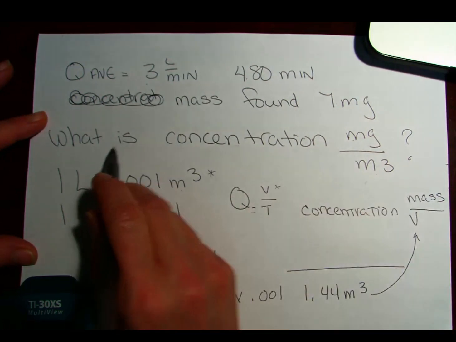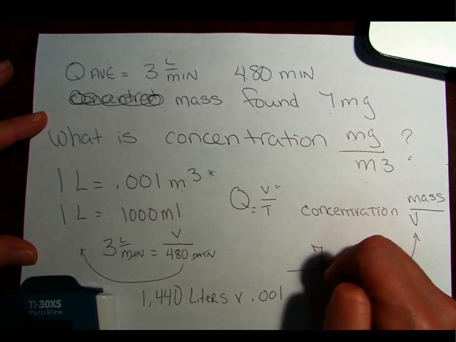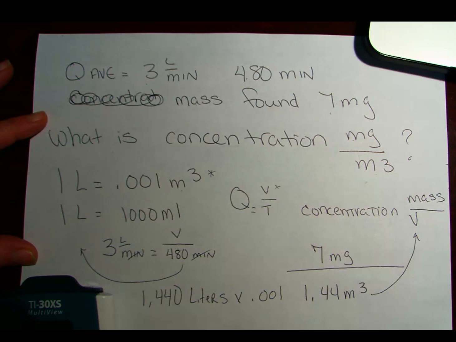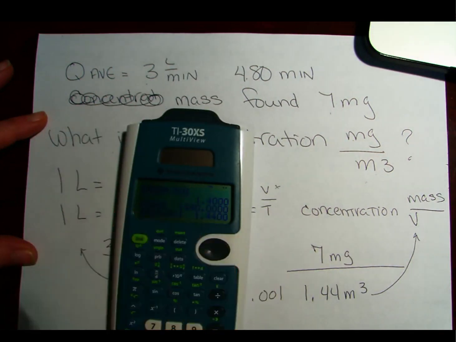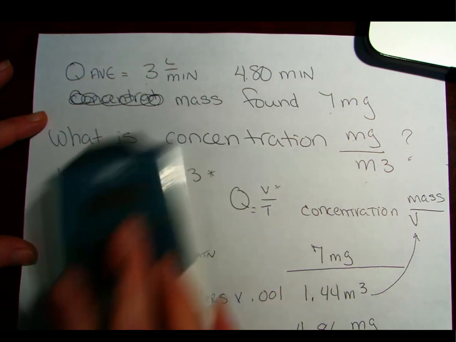My mass was 7 milligrams. So what was my concentration, the exposure for which I feel my workers were exposed to? Well, I take my 7 milligrams and I divide it by 1.44 meters cubed, and I come up with 4.86 milligrams per meter cubed.